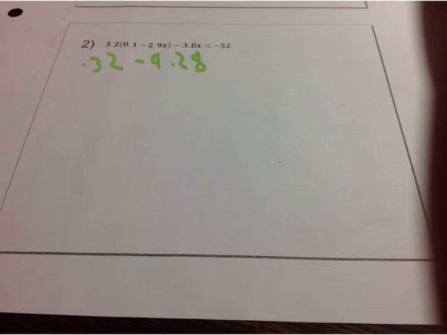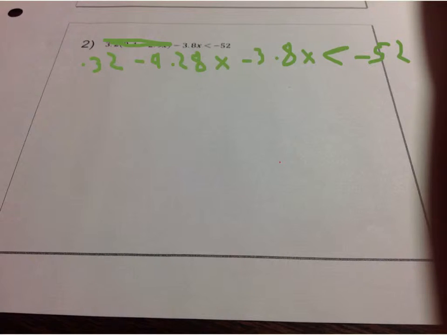and you're going to have negative 9.28x. And then now, since you did this, sometimes I like to cross it off, and you're only left with negative 3.8x is less than negative 52, so just write that. So negative 3.8x is less than negative 52.